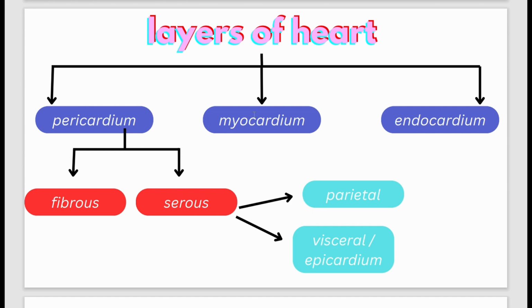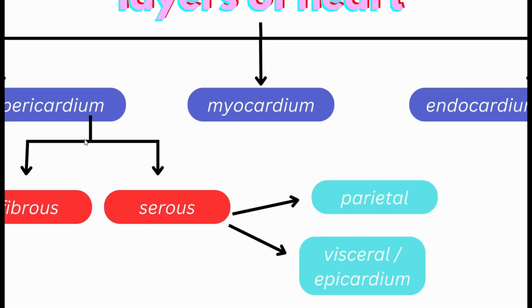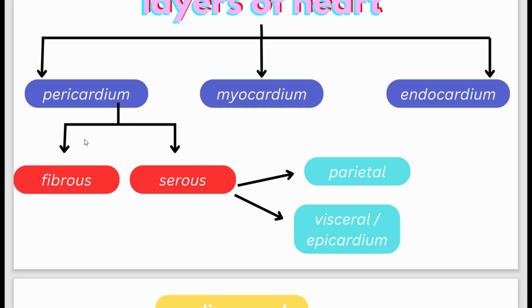And this pericardium is further divided into two types. One is fibrous and another one is serous layer, and this serous is further divided into two types, which are parietal and visceral, also called epicardium. So make sure that you are clear with this, because there are many diseases which are specific only for the endocardium, and there are rare diseases which affect all the three layers. So make sure that you are particular about all the layers of the heart.